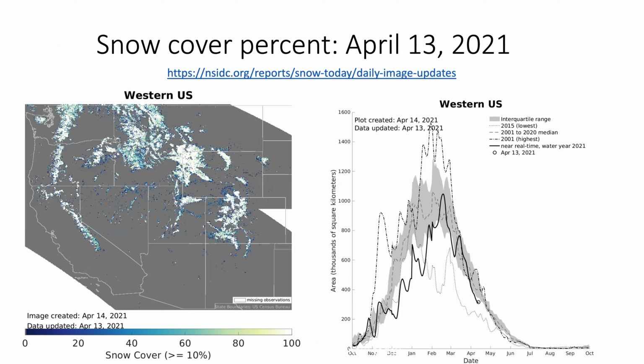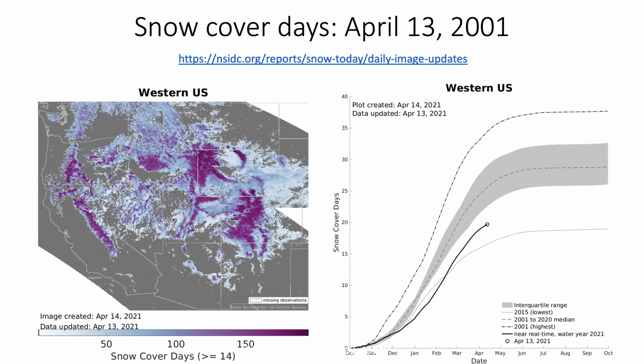Here I'm showing the snow cover fraction map on the left and the snow covered area plot on the right through April 13th. If you go to the website, you'll see these updated till today. And again, here are the snow covered days map on the left and the snow covered days in context with the last 20 years on the right. These are also updated to today on our website.